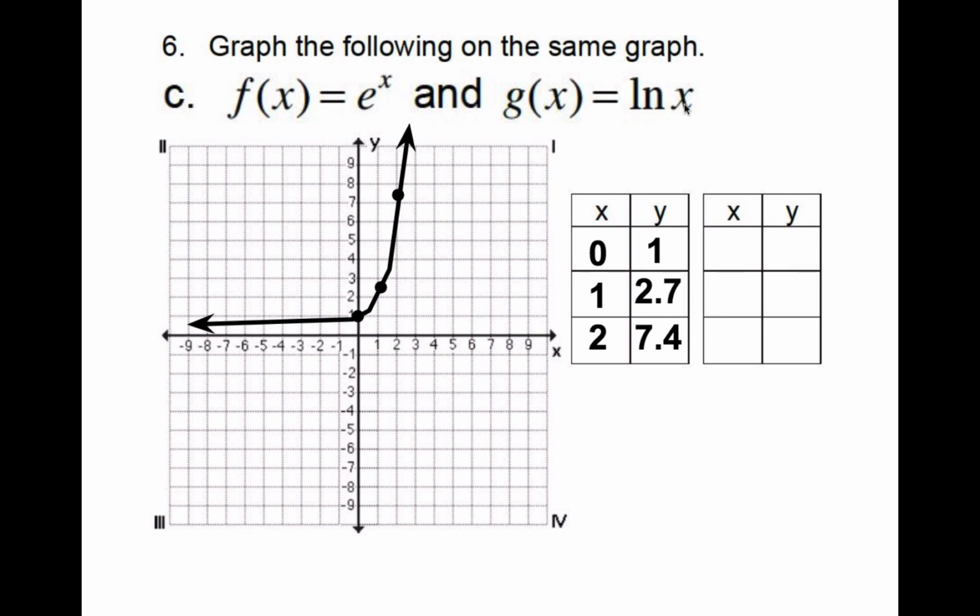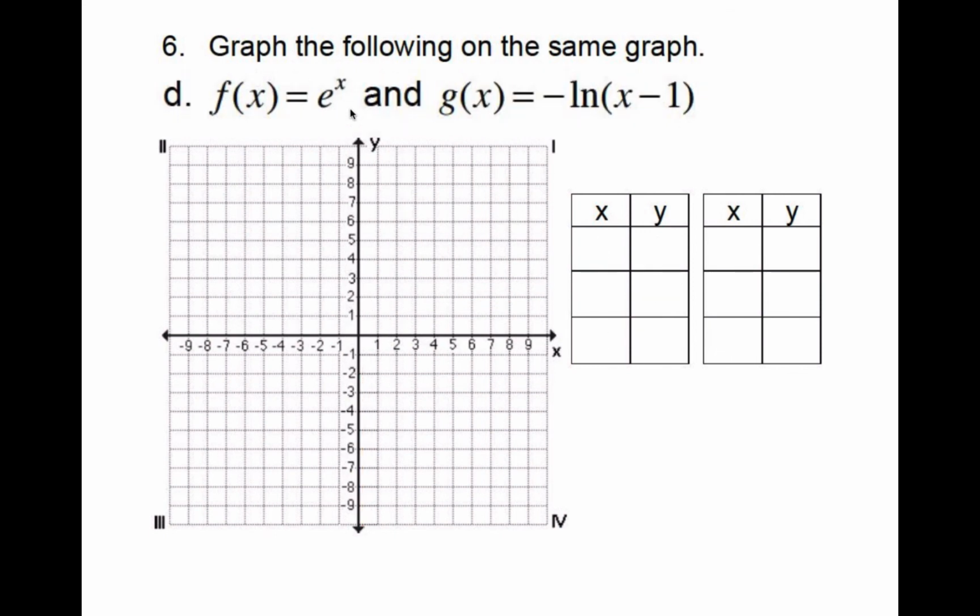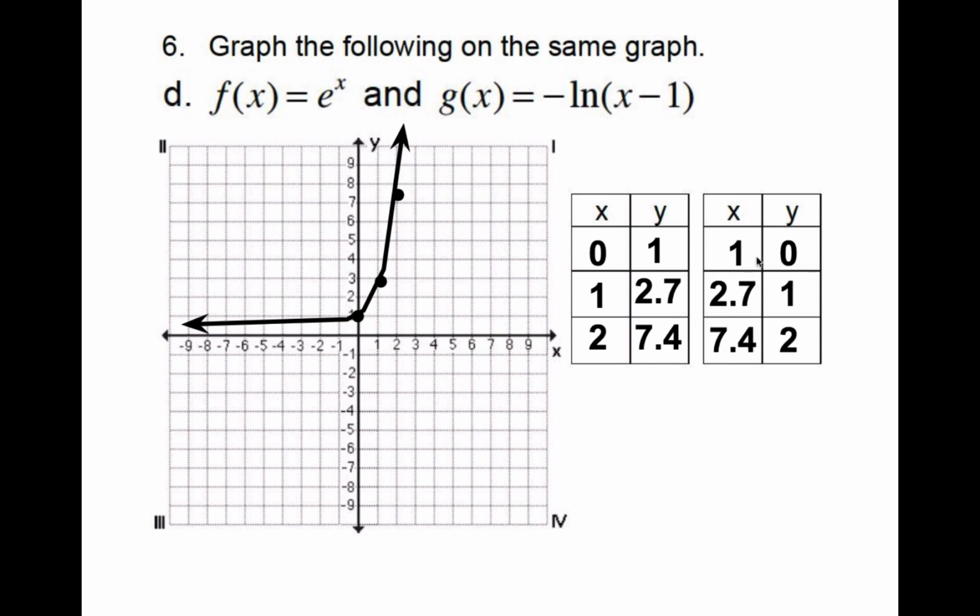For the natural log, you switch the table. So 1, 0, 2.71, 7.42. And we can plot those points. Notice there's no shift on the graph. And we have this symmetry here, so we're good to go. For part D, notice it's the same parent function, so it's the same table, same graph. And then for the natural log, it's this table switch, and we can plot those points.